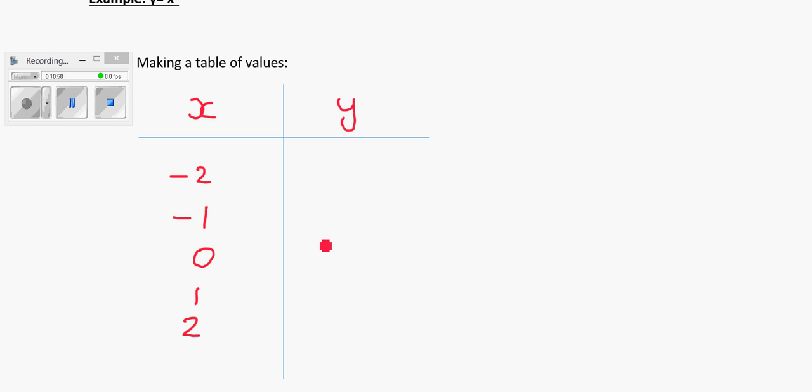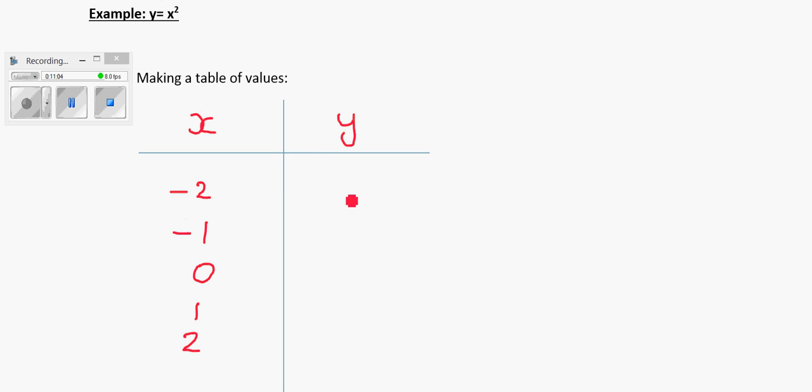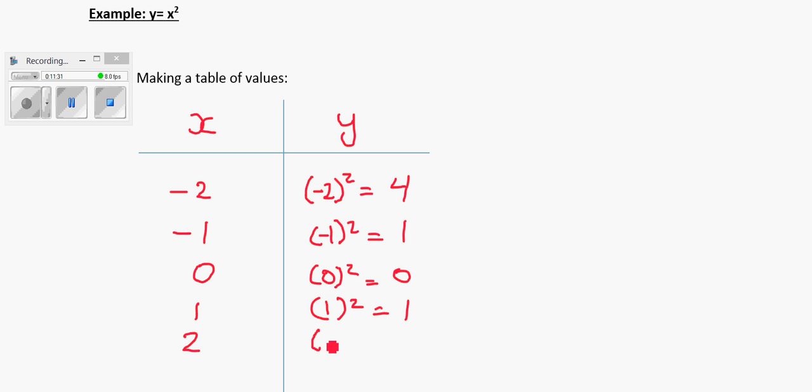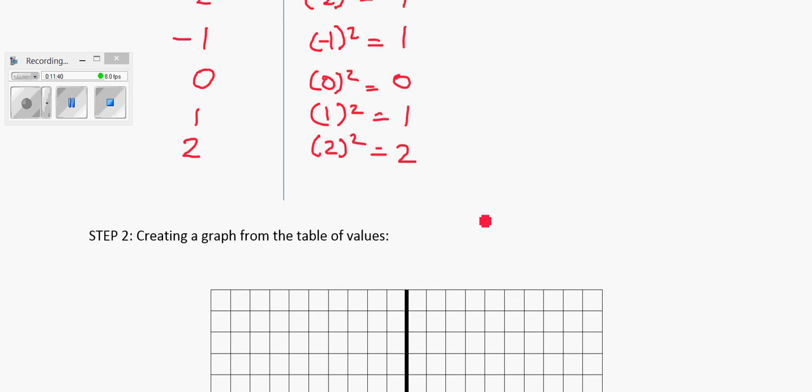And to find the corresponding y coordinate, all we're doing is looking at our equation. So y is equal to x squared. So when x is -2, y is equal to -2 squared. And that's just 4. When x is -1, y is equal to -1 squared, because -1 times -1 is +1. And similarly, as we go down the table, we get our coordinates for y. Okay, so now we have 5 different coordinates that we can plot on the graph.